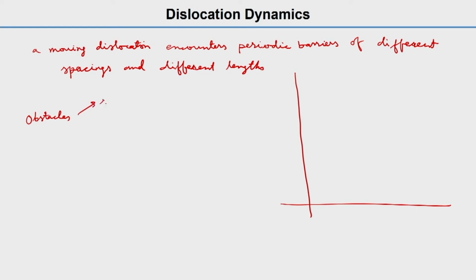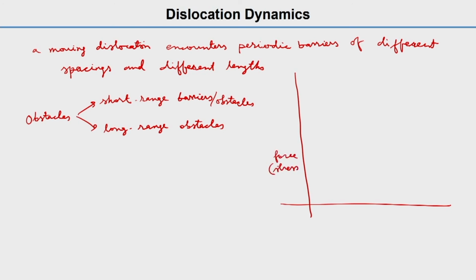So first, we can classify them as short range barriers or obstacles, and then another one is long range obstacles. If you plot them, force or stress is applied. If you plot them with distance, it will look something like this.